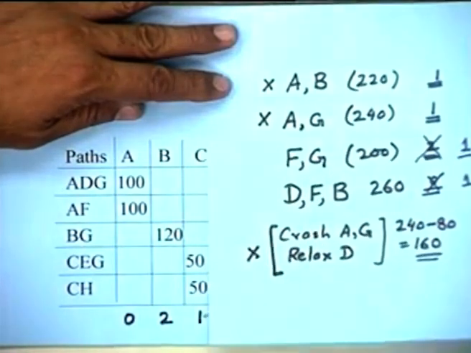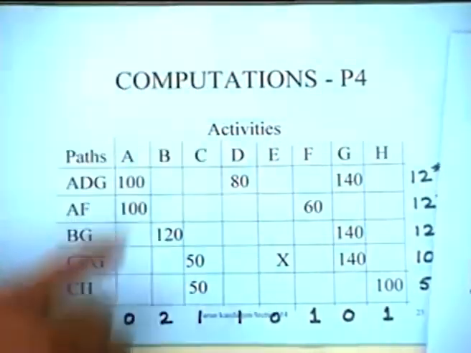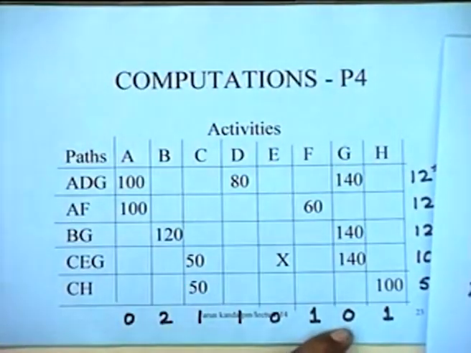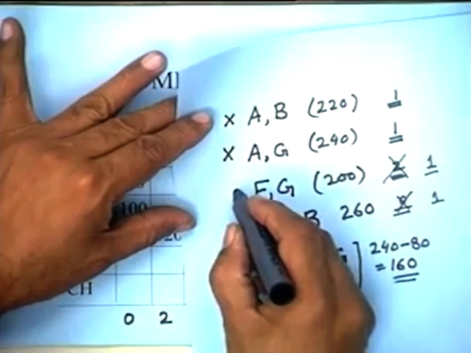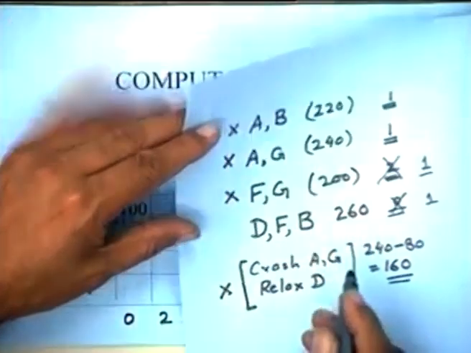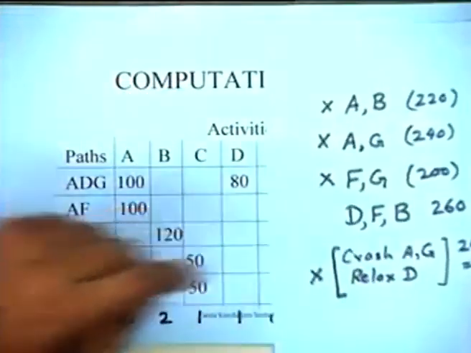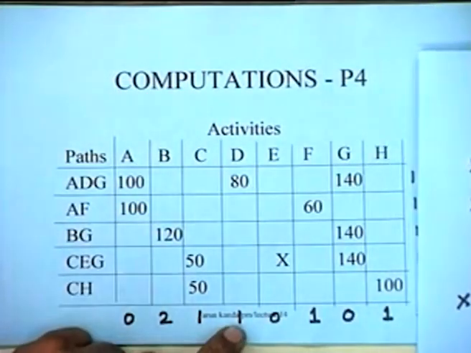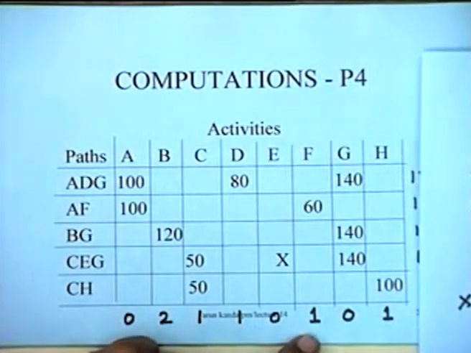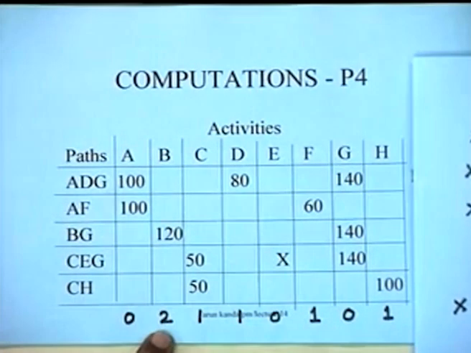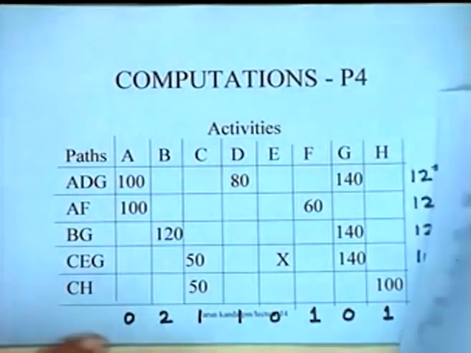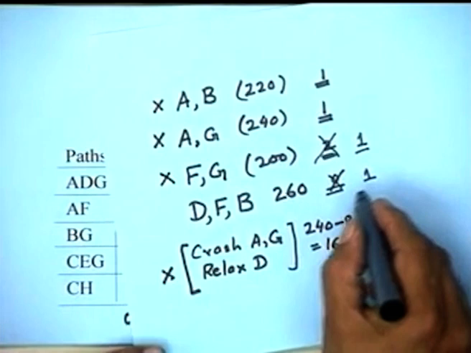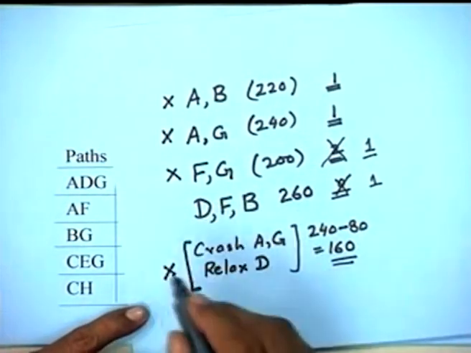F and G, can we crash F and G? We cannot crash F and G because G is fully crashed, although F can be crashed by 1 day. So this option is not available to us anymore. But this option of D, F and B: D can be crashed by 1 day, F can be crashed by 1 day, and B can be crashed by 2 days. So the minimum of this is 1. So we can exercise this option. In fact, this is the only option available at this particular point of time.